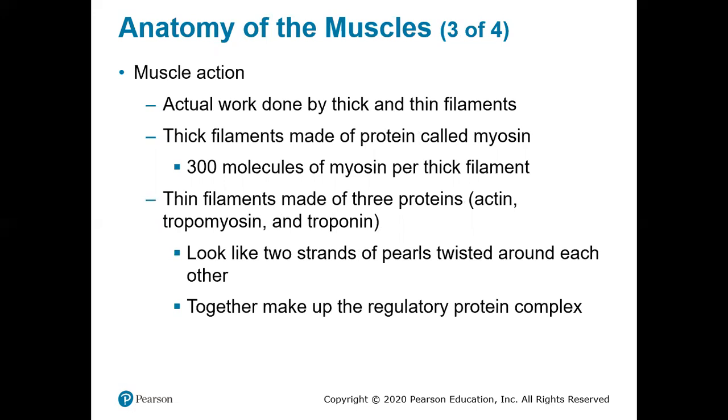The muscle action. Actual work is done by thick and thin filaments. Thick filaments are made of a protein called myosin, with 300 molecules of myosin per thick filament. Thin filaments are made of 3 proteins: actin, tropomyosin, and troponin. Maybe I'm saying those slightly incorrectly, I apologize. They look like 2 strands of pearls twisted around each other and together make up the regulatory protein complex.